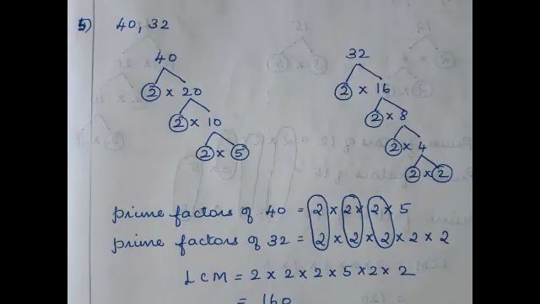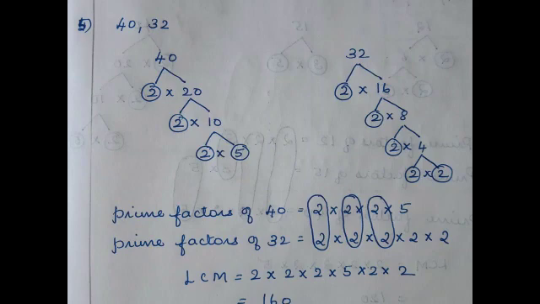Let us see the next sum in LCM by the prime factorization method. The sum is 40 and 32. You will find the prime factors of 40. So what are the prime factors of 40? It is 2 into 2 into 2 into 5. Then find the prime factors of 32. The prime factors of 32 are 2 into 2 into 2 into 2 into 2.